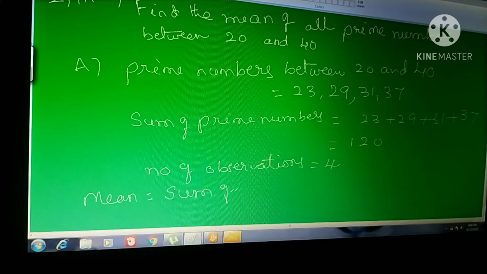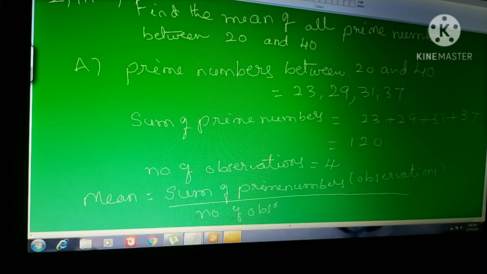Now write down lastly, mean is equal to sum of prime numbers, that means observations, divided by number of observations. Substitute these values here. What is the sum here? 120, divided by number of observations, that is 4. How much do you get here? 30. Okay. 30 is your mean here.